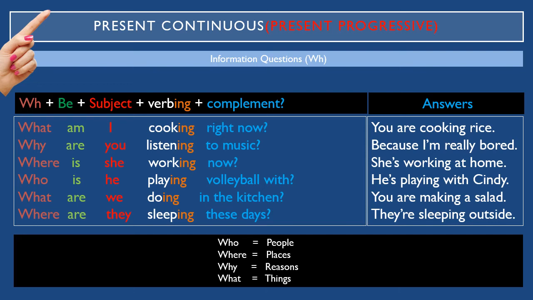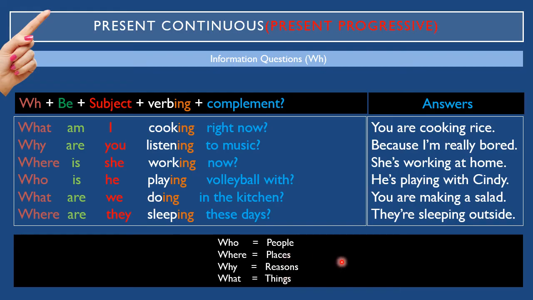For the information questions or WH questions with the present continuous or present progressive, we have the following formula. We have the WH word plus the verb be plus the subject plus the verb with ing plus the complement. So remember, some examples of WH words or question words are who, where, why, and what. Who for people, where for places, why for reasons, and what for things or information.